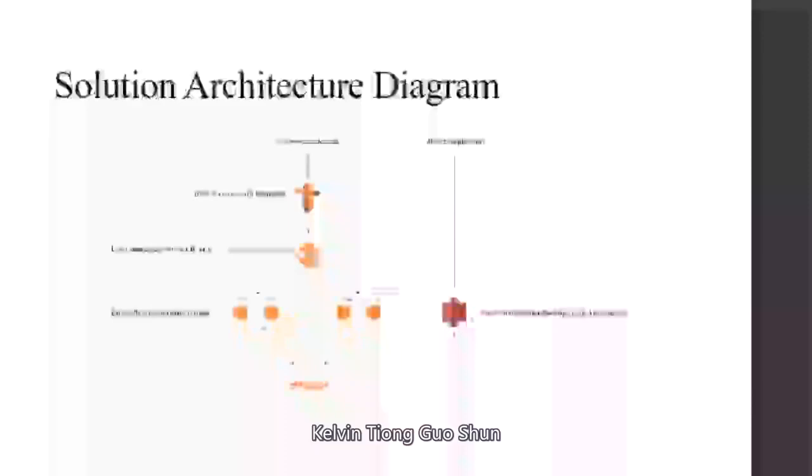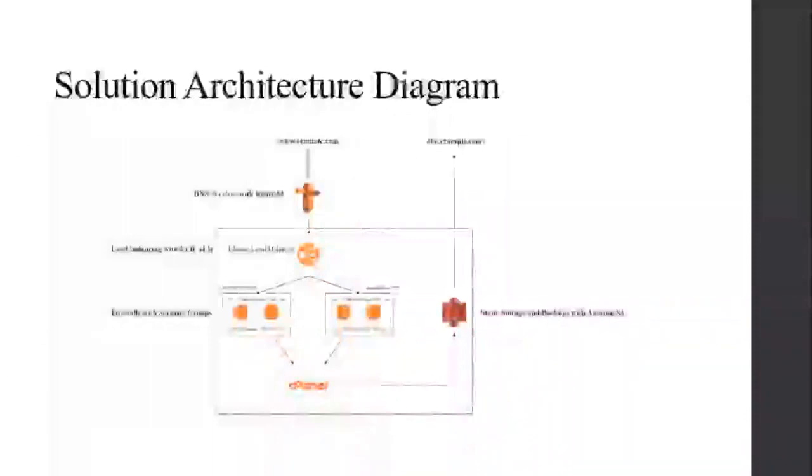Now I am going to talk about our project solution architecture diagram. The AWS services we have used in our project are EC2, Route 53, cPanel, Amazon S3, and Elastic Load Balancing.